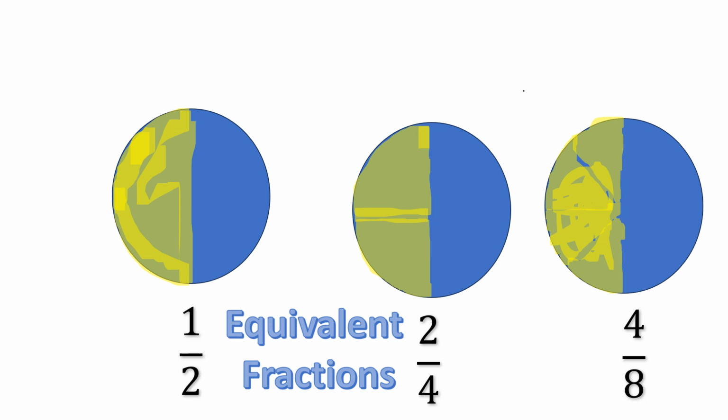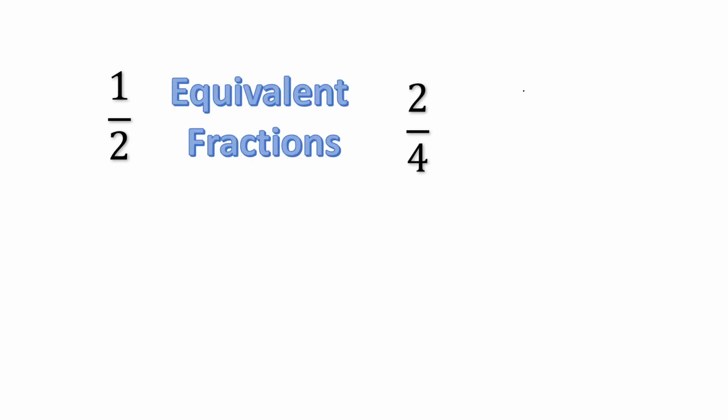So, we can say 1 over 2, 2 over 4 and 4 over 8, all these are equivalent fractions. So, 1 over 2 has equivalent fractions 2 over 4, 4 over 8. Are there more equivalent fractions to 1 over 2? Okay, so let us now understand how we can get equivalent fractions.